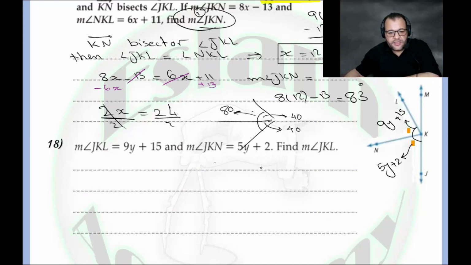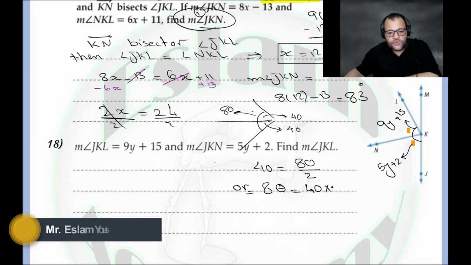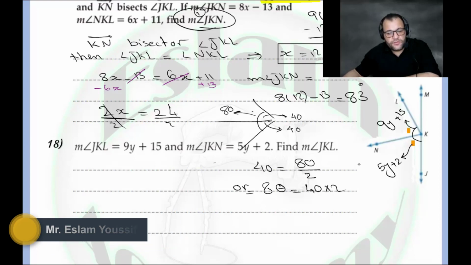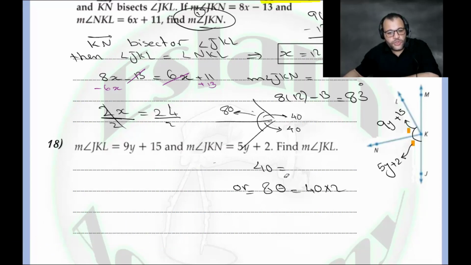We can say that 40 is equal to 80 over 2. Or we can say that 80 is equal to 40 times 2. Which one is easy, to say 40 times 2 or 80 divided by 2? So to solve this question, which one is easy?